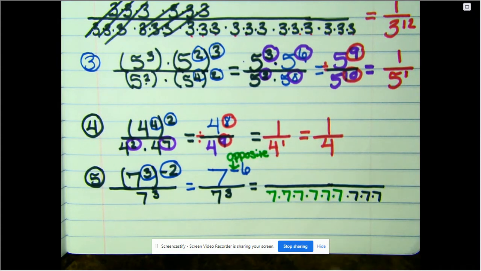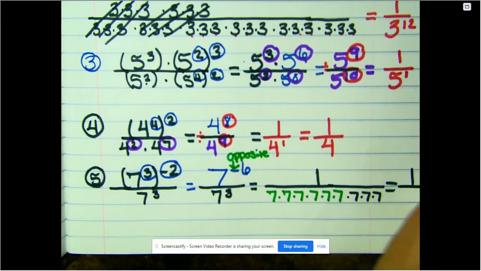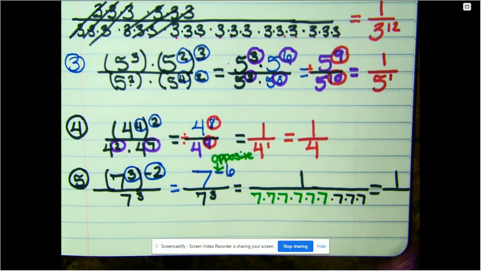Now you could have written this as 7 to the 6th power. I have no problem with that. I just wanted to show the first example with expanding. And we have nothing on top, so we're going to put a 1. Count up how many 7s you have across the bottom. 1, 2, 3, 4, 5, 6, 7, 8, 9. So it's 1 over 7 to the 9th power.